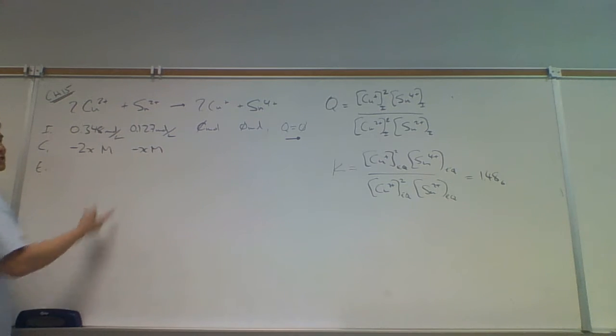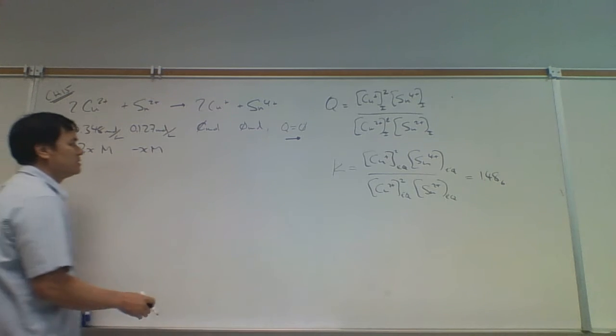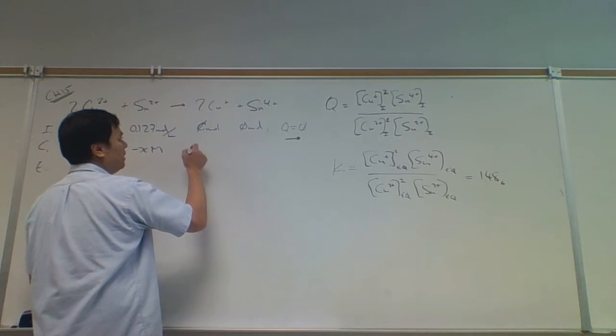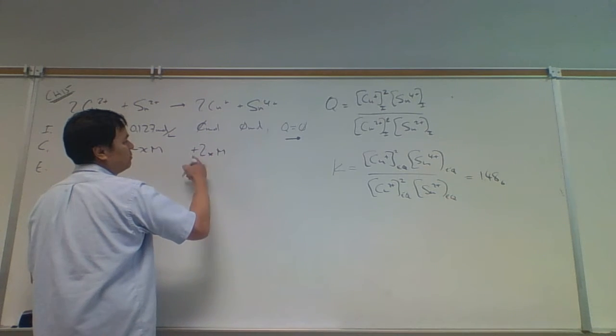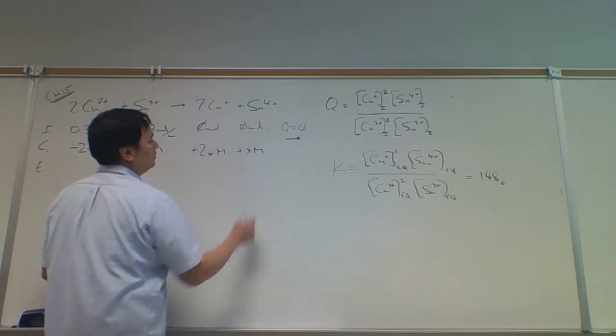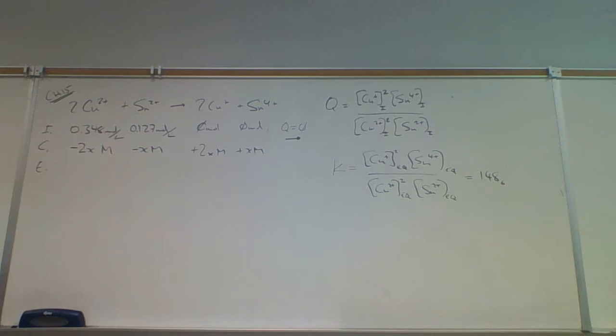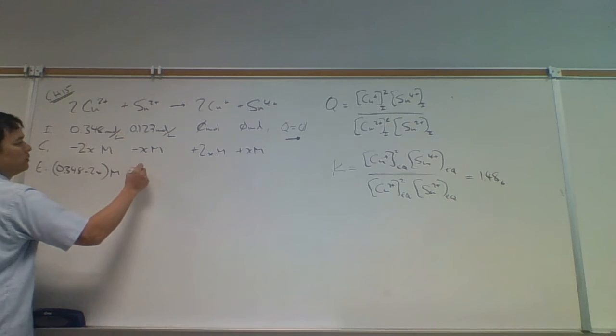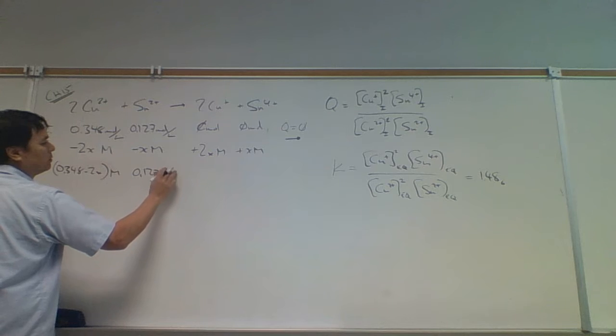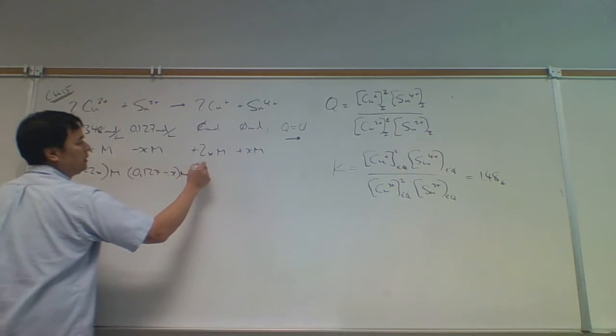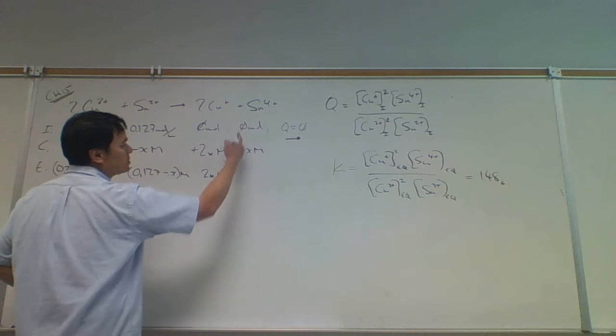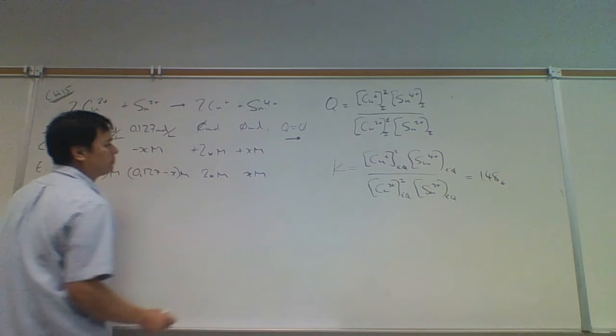I have no idea what the percentage is because the percentage is all over the place. Sometimes it's 64%, sometimes it's 9.8%, sometimes it's something else. But that's okay. So we'll just say plus 2X here, plus X here. We can say this, no problem. And so at the end, it's going to be 0.348 minus however much reacted, which is going to be 2X. So it's 0.348 minus 2X molar. This is 0.127 minus X molar. This is 0 plus 2X, which gives me 2X molar. This is 0 plus X, which just gives me X molar.